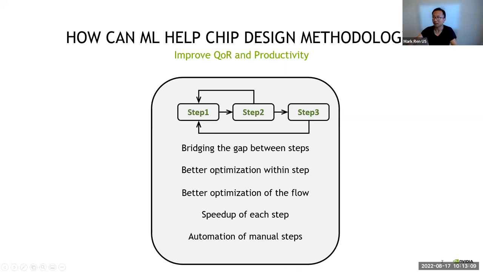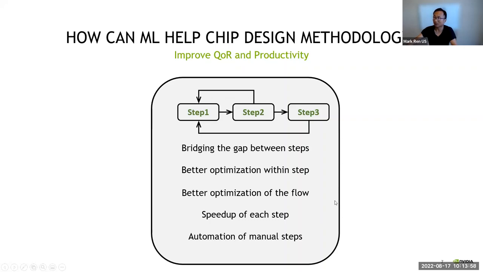Second one is, of course, you can apply a better optimization within each step, as well as a better optimization for the whole flow, or the whole methodology. So this is definitely one of the focuses that your center is working on. And also each step takes time, so we can also speed up these steps, right? Some steps are currently manually designed. If we can replace that with automation, then that'd be great. So AI can automate some of the manual steps as well. So these are high-level perspectives. And overall, of course, we improve QoR and productivity.